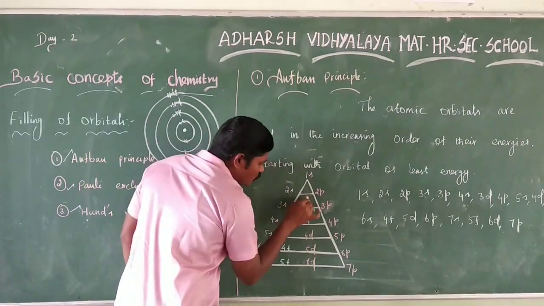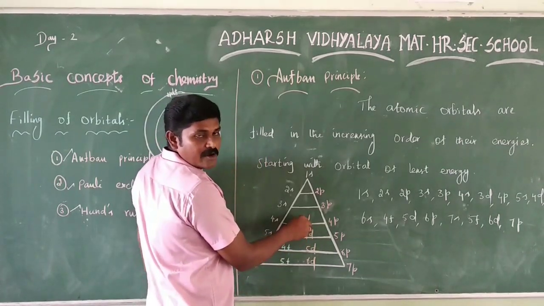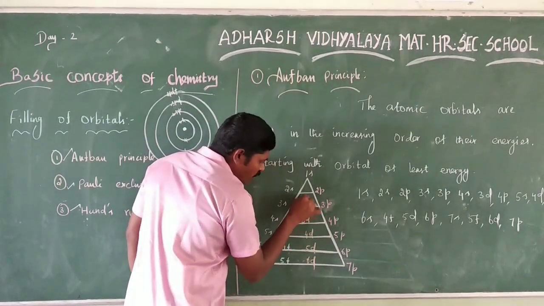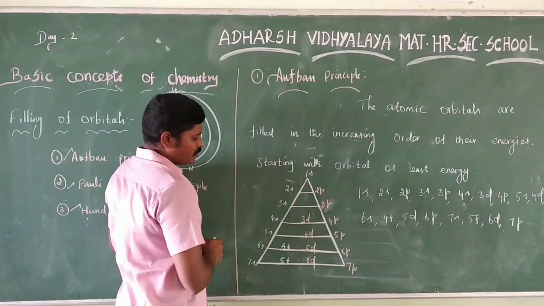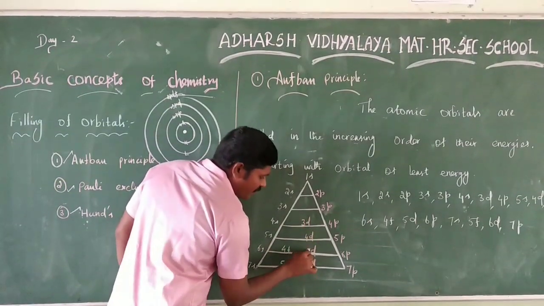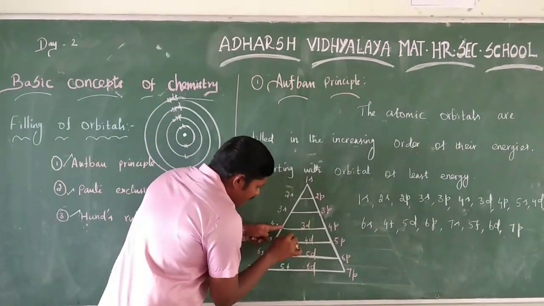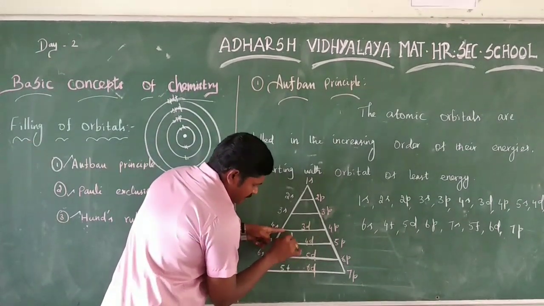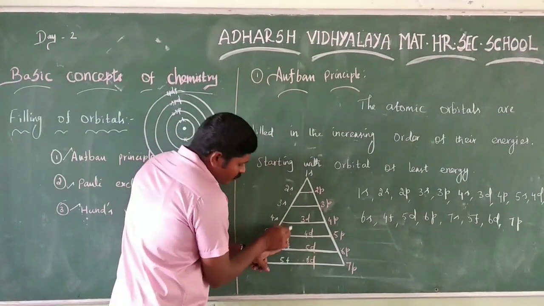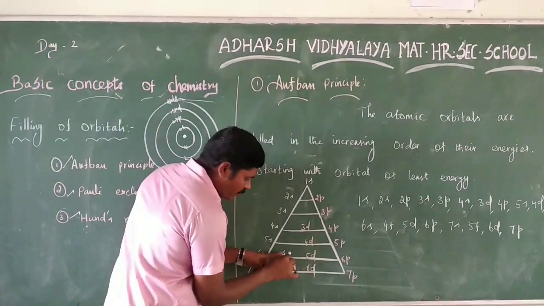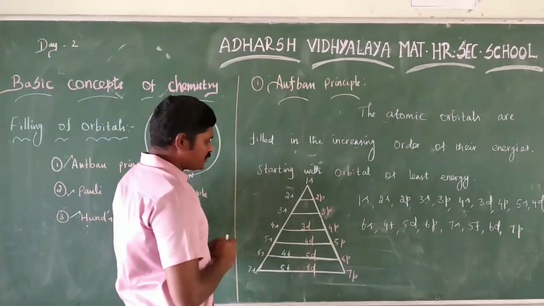Then leave the first two horizontal lines, and write 3d in the next line: 3d, 4d, 5d, and 6d. Then leave two more lines and write 4f: 4f, 5f. This gives the increasing order of orbitals.